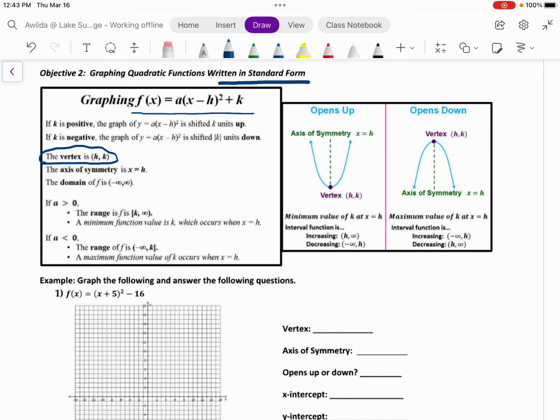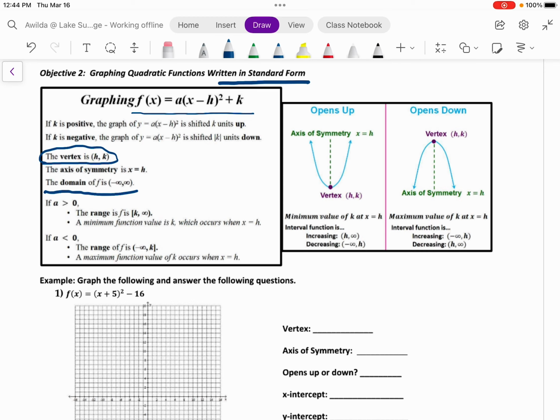Next, we see that the parabola is a symmetric graph. And the line of symmetry is a vertical line that passes through the vertex. Therefore, we say that the axis of symmetry is the vertical line with the equation x equals h. Now, the parabola will continue opening left and right indefinitely, so the domain of a quadratic function is always going to be the set of all real numbers.